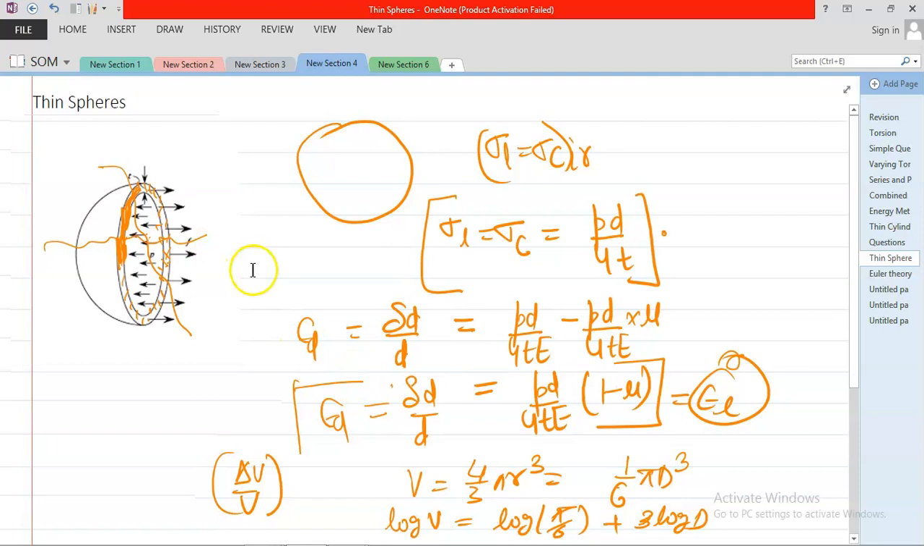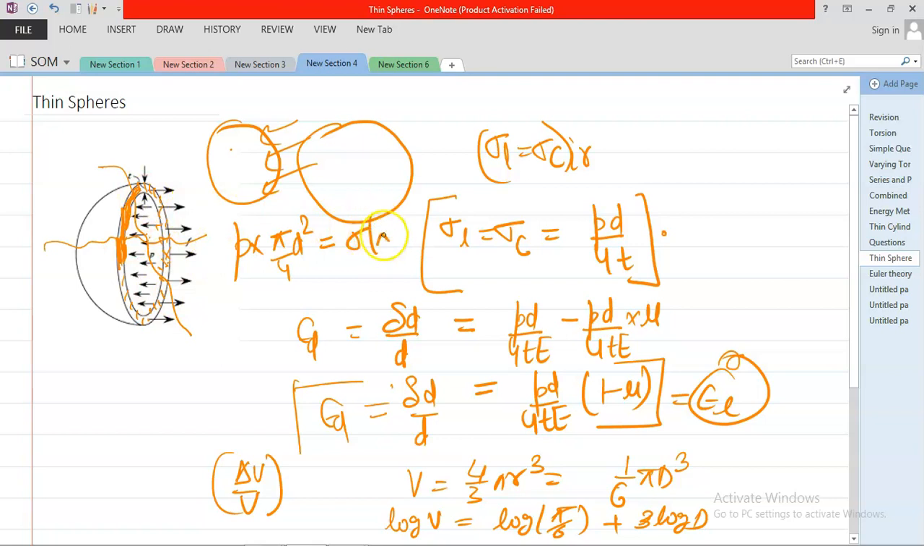In the earlier case, suppose internal pressure P is acting, so P would act on the projected area. And what is the projected area of a sphere? It is pi by 4 d square, and this is equal to your sigma, that is the stress, into pi d into T. So this is how the stress originates and leads to the force along this circumference. The circumference is pi d. If you multiply it by T, this would be the area. So I hope everyone is good.